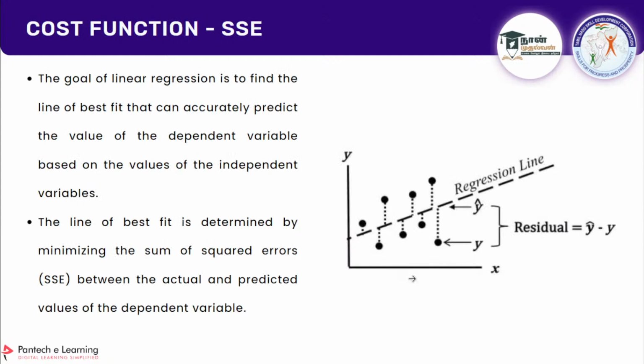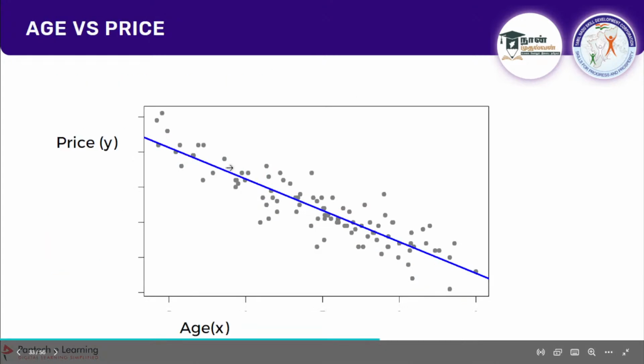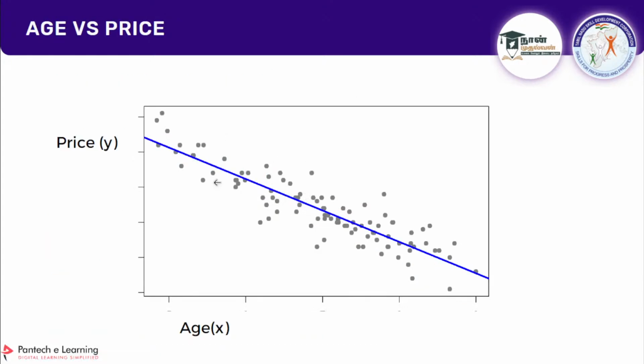Okay, understood? Is it clear how? If you have a straight line and all the points are fitting exactly, the distance between both is 0, which means the sum of square error is 0, then it is the best line. But it is not actually possible when you are fitting multiple points here. It is not possible to fit exactly.